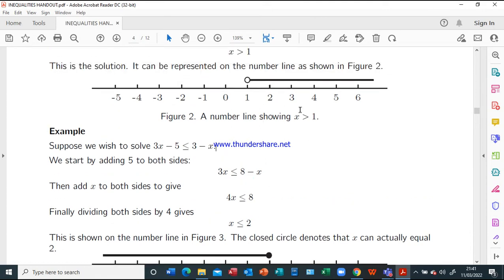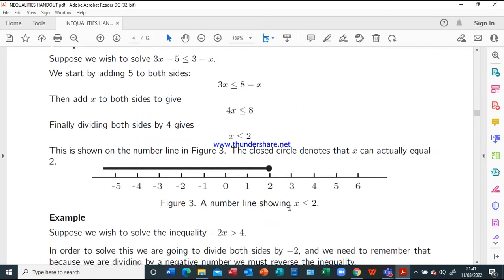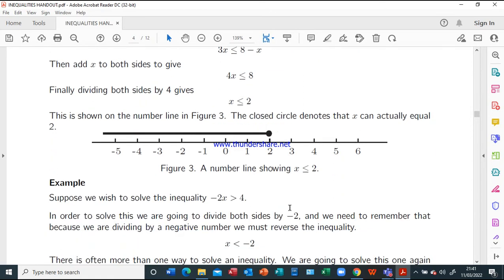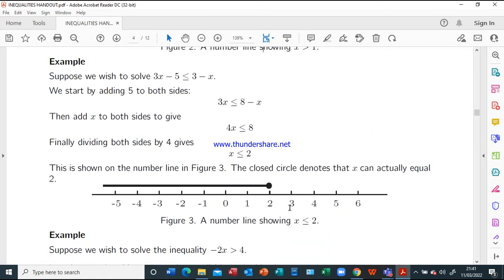In the earlier one, 1 is not part of the solution. You must look at a number that is greater than 1. Okay? Great. Now let's look at a third one. I want one where you are now dividing by a negative.